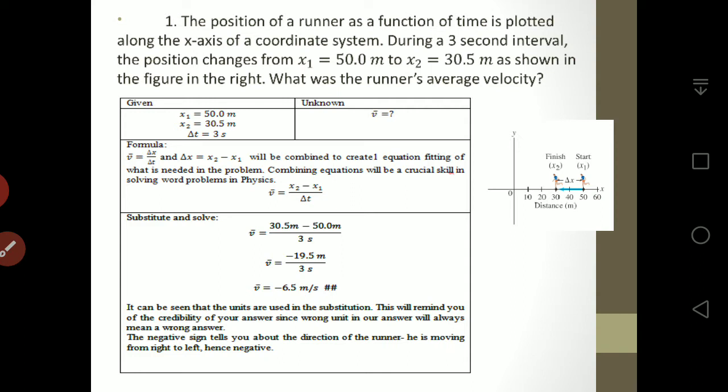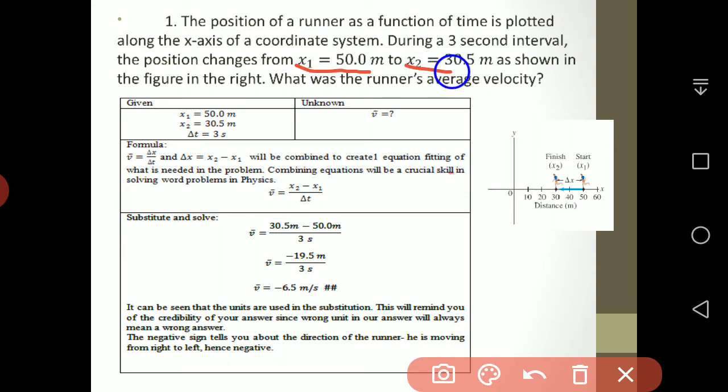The position of a runner as a function of time is plotted along the x-axis of a coordinate system. During a 3-second interval, the position changes from 50 meters, so ito yung initial natin. X sub 1 naman ang initial natin, tapos yung final natin, 30.5, as shown in the figure on the right, pero nasa baba na siya. What was the runner's average velocity?